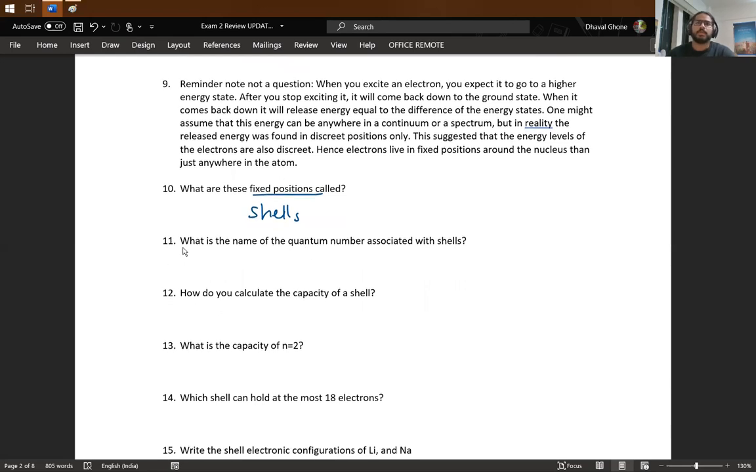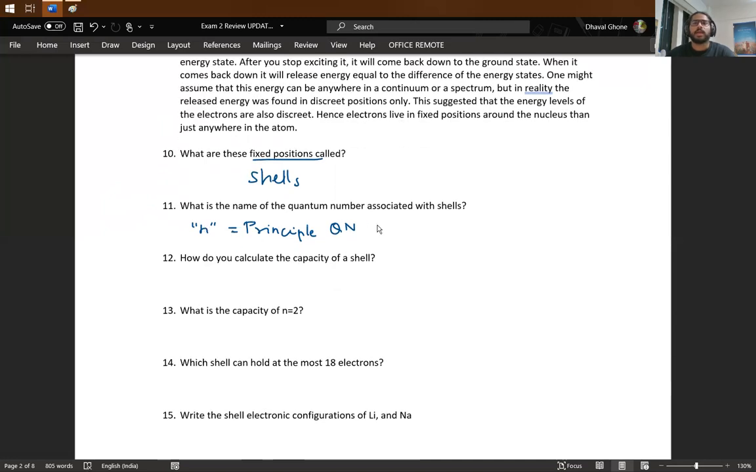That is question 12. But question 11 is, what is the name of the quantum number associated with shells? And the symbol for that is n, as someone mentioned in the SI review. But the name I was looking for is principal quantum number. Principal quantum number is what shells are also known as, and they're denoted by n. So n can take the value of whole numbers starting from 1. So n can be equal to 1, n can be equal to 2, 3, 4, and so on.